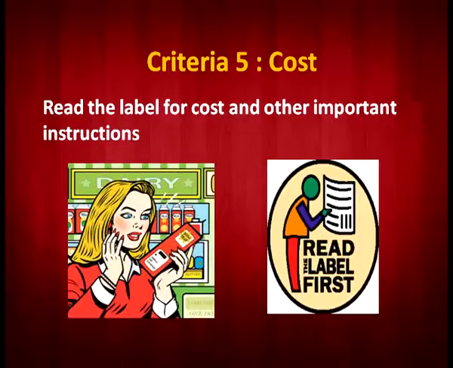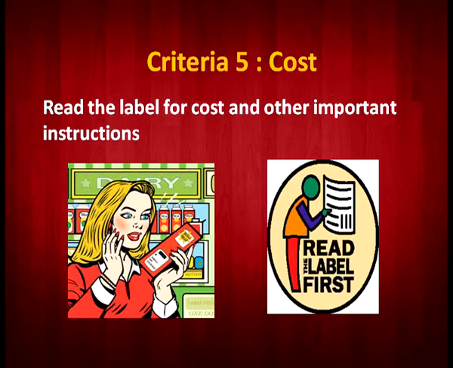The next criterion that we need to observe very carefully is the cost. After all, it always ends in the cost of the actual material. If you can afford the cost, then only you can think of buying a particular material. To know the MRP, or maximum retail price, of the product you are going to purchase, it's important to look at the label and read the other instructions and the MRP of the product as well.